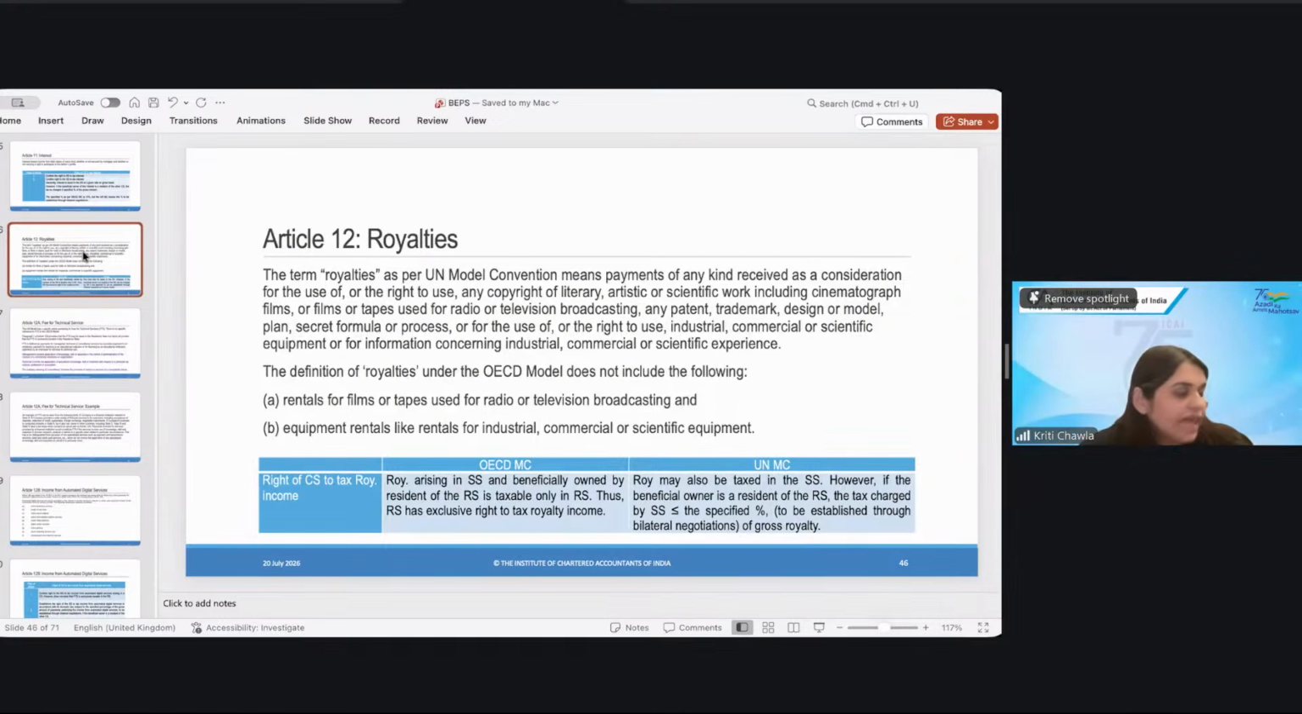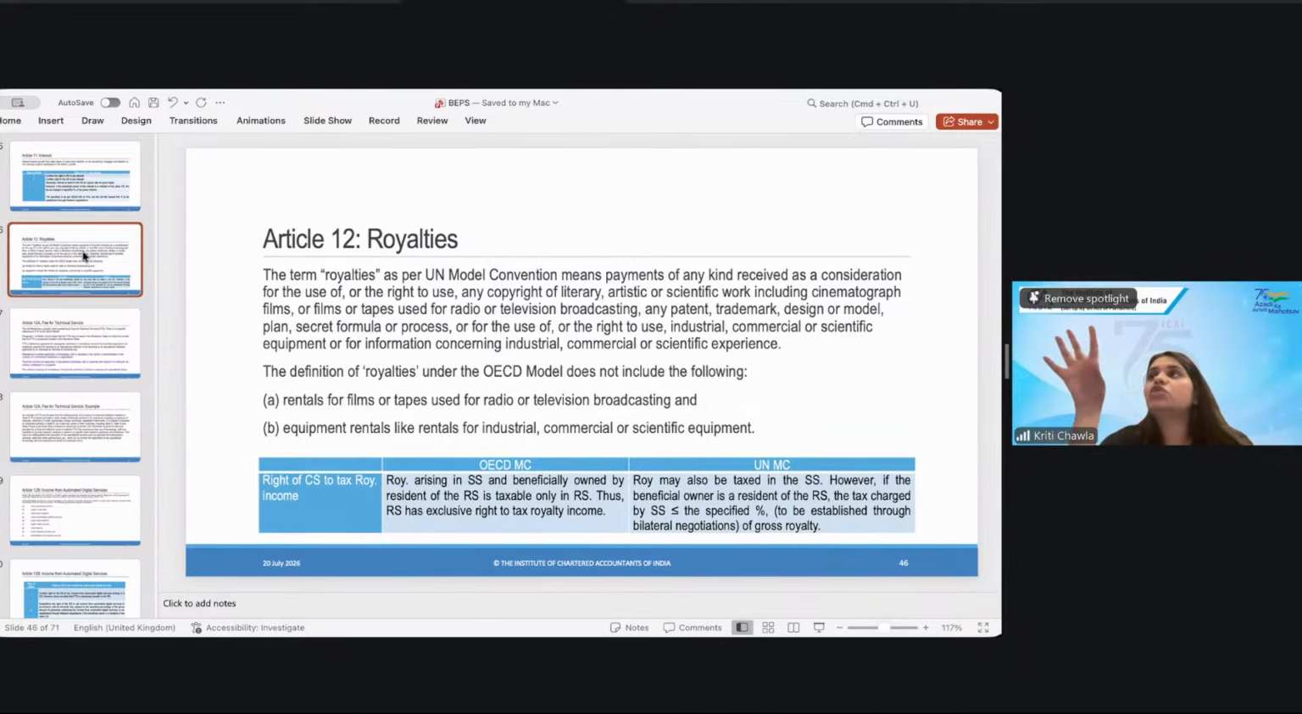Now, when you talk about taxing royalties, the OECD Model Taxation Convention says that royalties which arise in the source state, but are beneficially owned by the resident state, are taxable only in the resident state. So what they've actually done, as we also discussed, is that the OECD model gives precedence to the resident state to tax. They have given the resident state the exclusive right to tax royalty income.